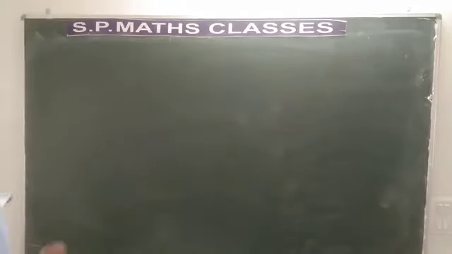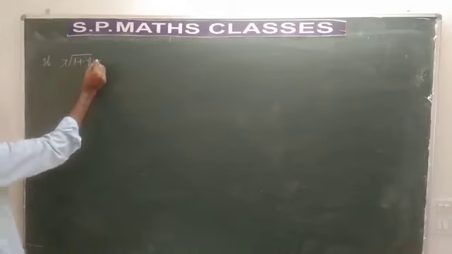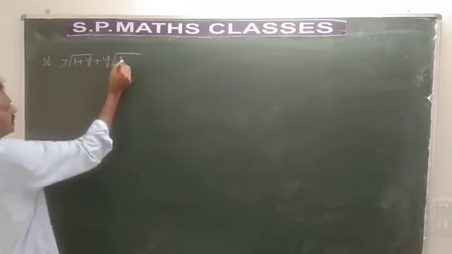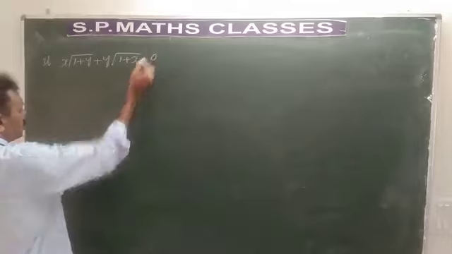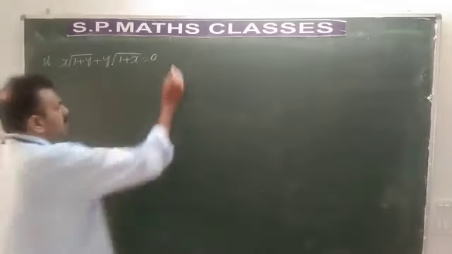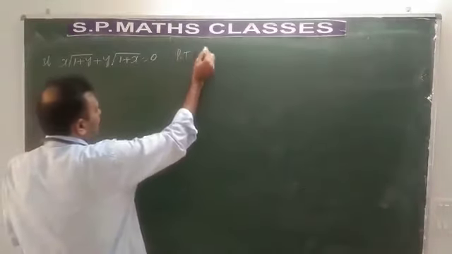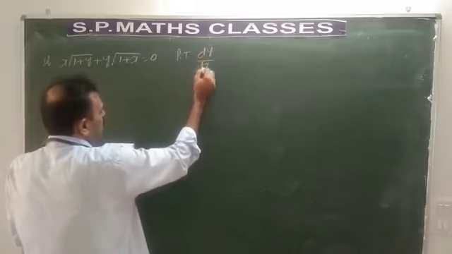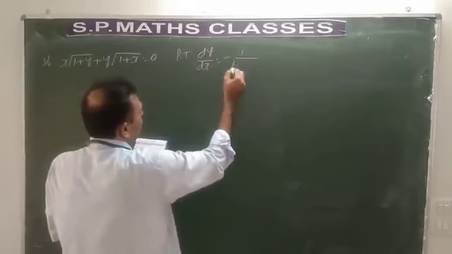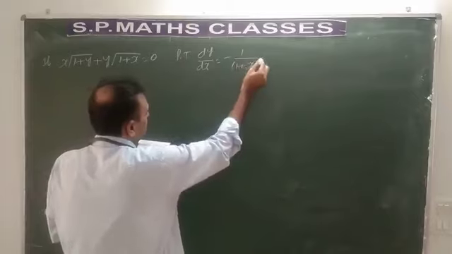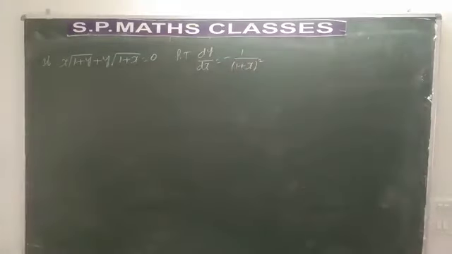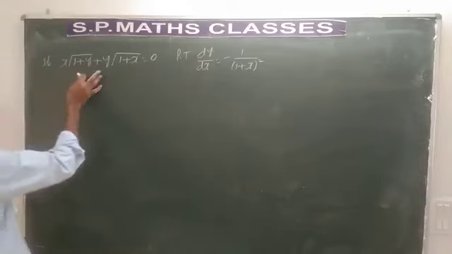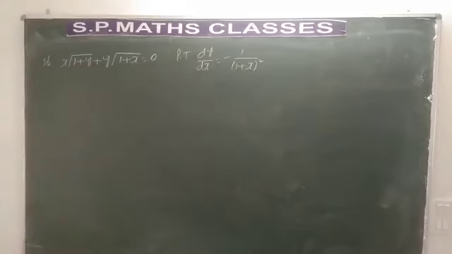Let us take this problem. If x root 1 plus y plus y root 1 plus x is equal to 0, prove that dy by dx is equal to minus 1 divided by 1 plus x the whole square. This is the answer required. So using this you have to prove dy by dx as minus 1 by 1 plus x the whole square.